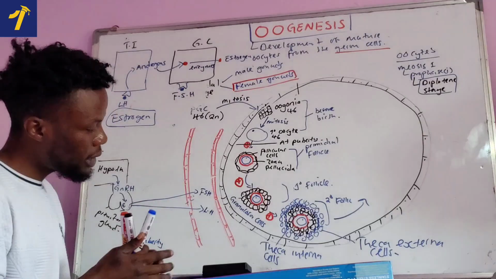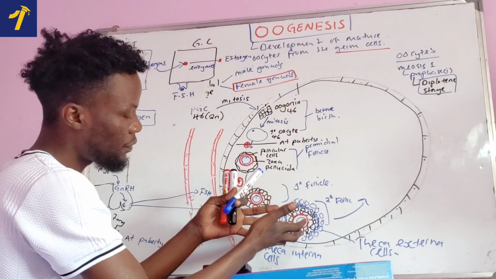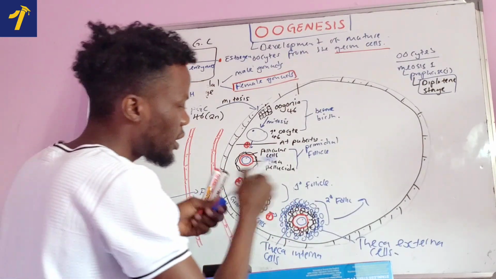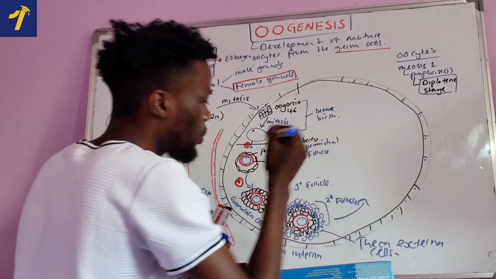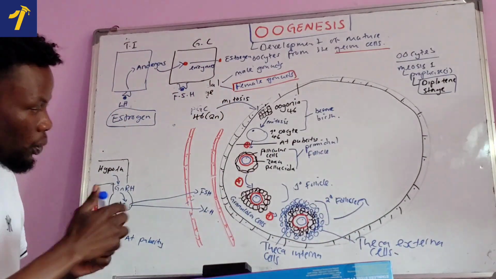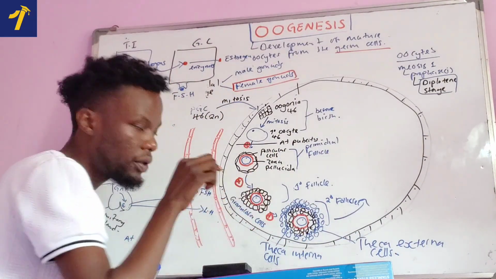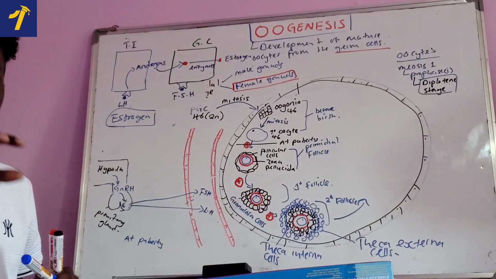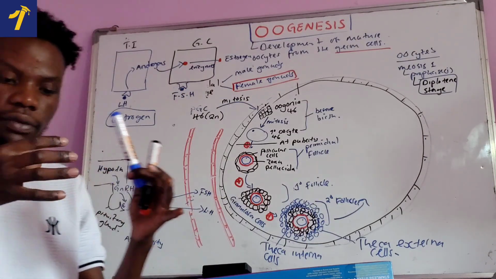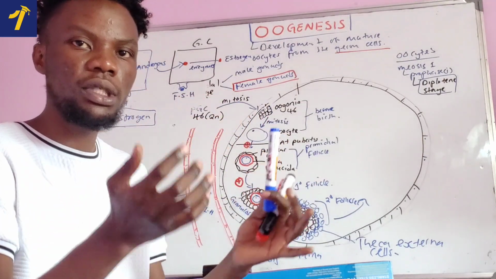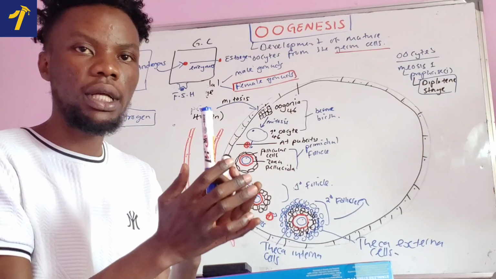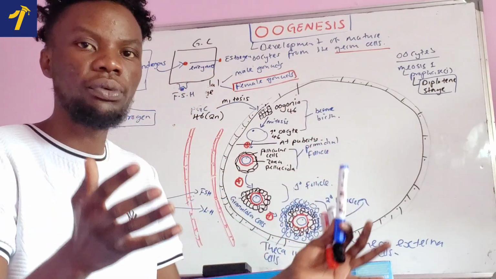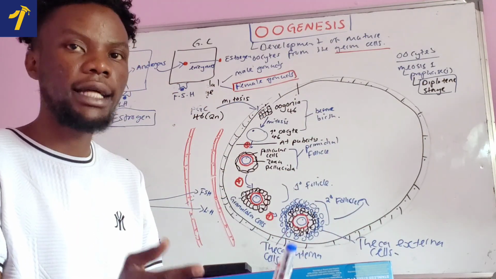Now, what will start happening in these secondary follicles? Okay, secondary follicles. So what will start happening is this. Inside this secondary follicle, some fluid will start appearing. After that, those fluid spaces will start merging with one another and become one large fluid space called the antrum.